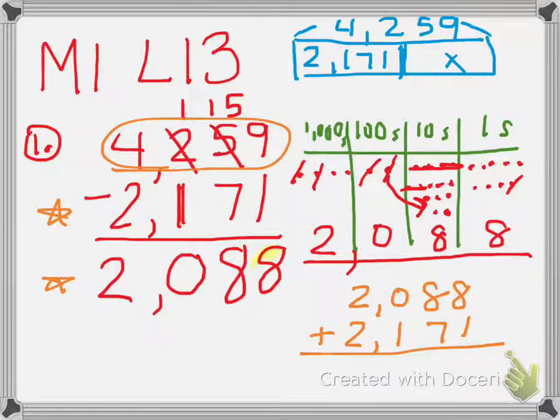Okay, remember I lined up my place value. 8 plus 1 is 9. 8 plus 7 is 15. Remember, when you carry your 1 over, you have to put it there, and don't forget it. 1 plus 1 is 2, comma, 2 plus 2 is 4. All right, did I get the same number as I have up here?